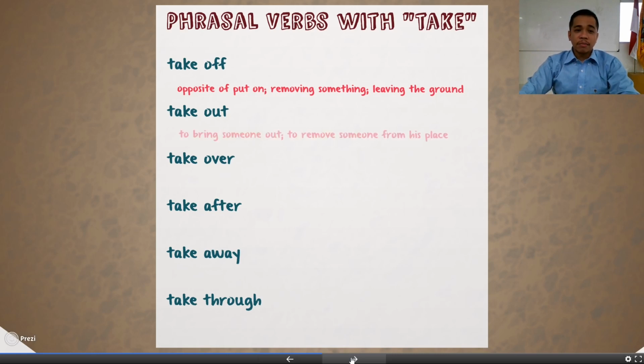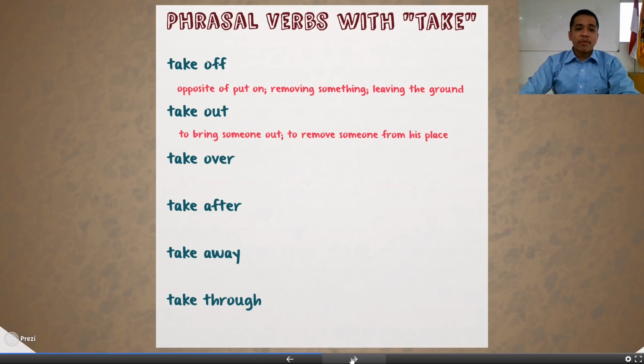Next, take out. Now, take out means to bring someone out, or to remove someone from his place. For example, if you get a good score, then I'm gonna take you out. Or take out could also mean to destroy or kill someone. Like Manolo, take him out. Or kill that person, something like that.